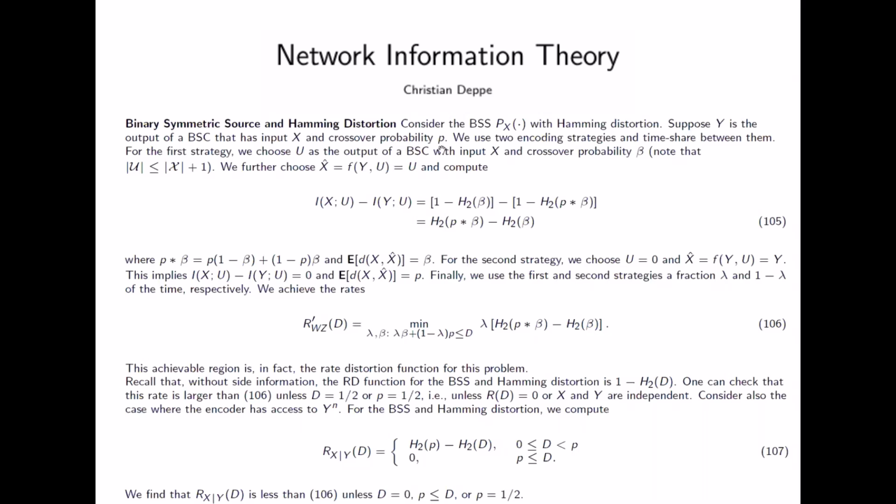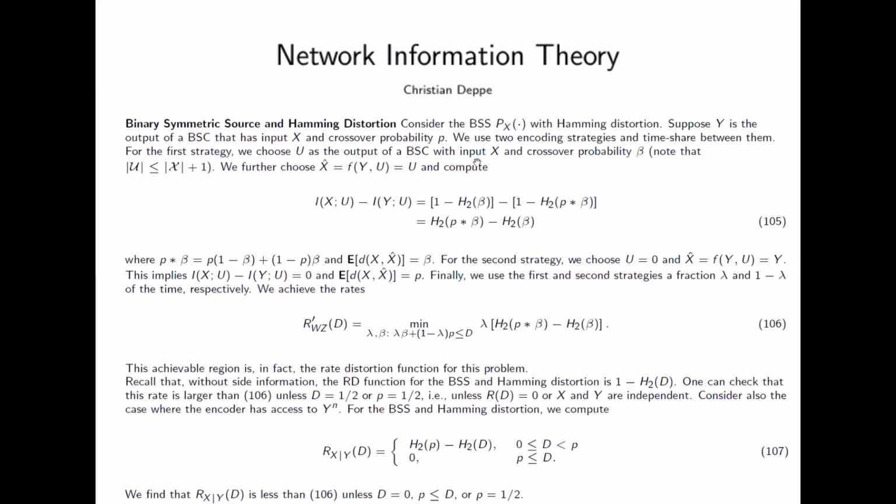That means if the source outputs 0, then with probability 1 minus P, Y is also 0. We use two encoding strategies and time share between them. So let's look at the first strategy. In the first strategy, we choose U as the output of the binary symmetric channel with input X and crossover probability beta. So we create a codebook in this way.